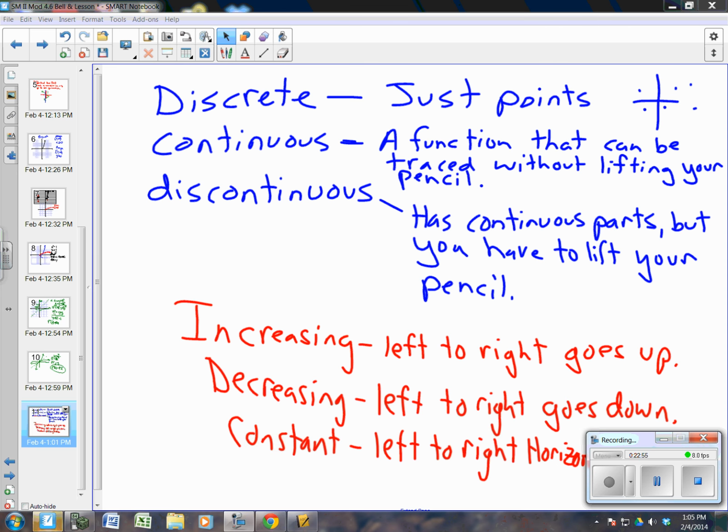So now I want you guys to go all through all 6 problems. And let me just talk about number 1. Let's do number 1 and 2 together. What's number 1? Okay, it's continuous and increasing. So you should have increasing on there. What about number 2?